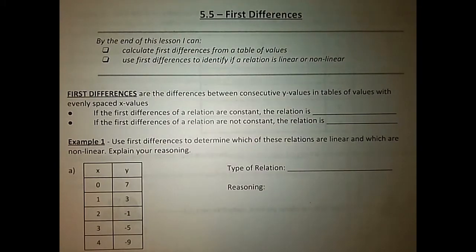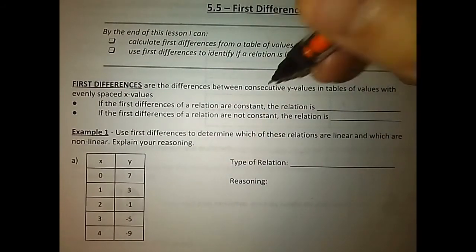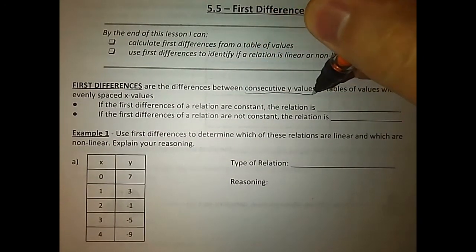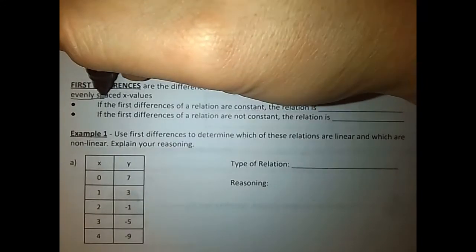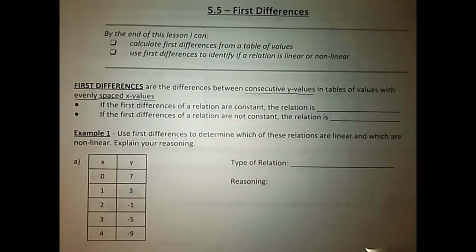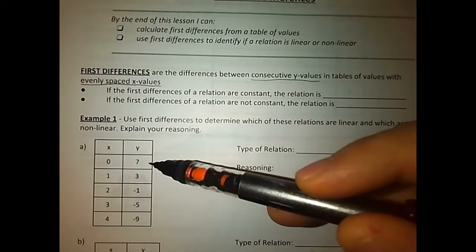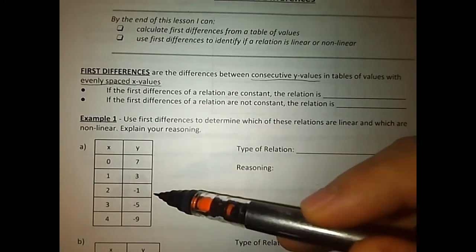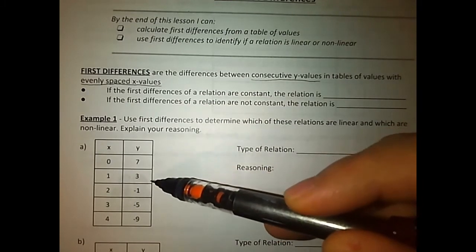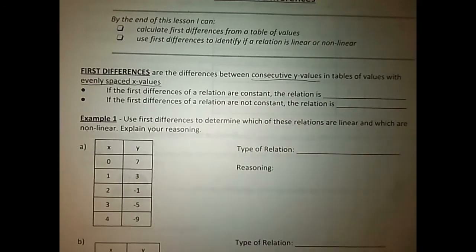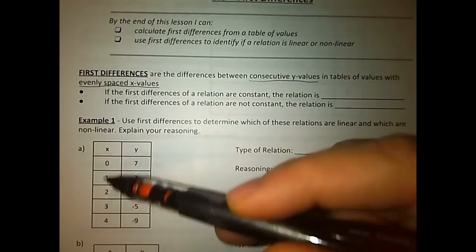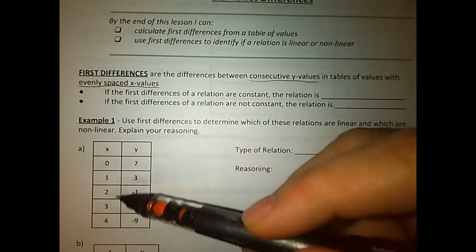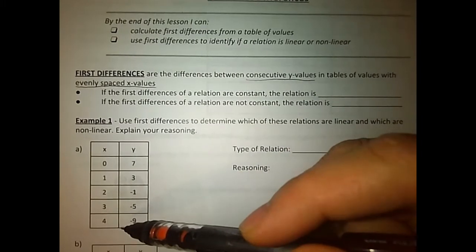First differences are the differences between the consecutive y values in tables of values with evenly spaced x values. These parts are important to know. Consecutive y values means y values going in order, so a y value compared to the next y value compared to the next y value. And we can only compare these consecutive y values if the x values are evenly spaced, meaning the x values are going up by ones or by twos or by threes, as long as the x values are going up by some constant amount.